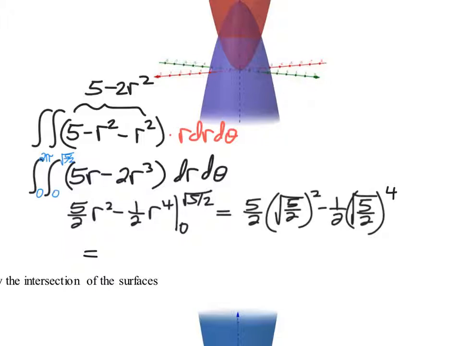Root 5 over 2 squared is just 5 fourths, so 5 halves times 5 halves gives 25 fourths. Minus root 5 over 2 to the 4th, which again gives you 25 fourths multiplied by 1/2, 25 eighths. So that's going to give us 25 eighths. Not our final answer because I have to integrate that with respect to theta over the interval of 0 to 2 pi.